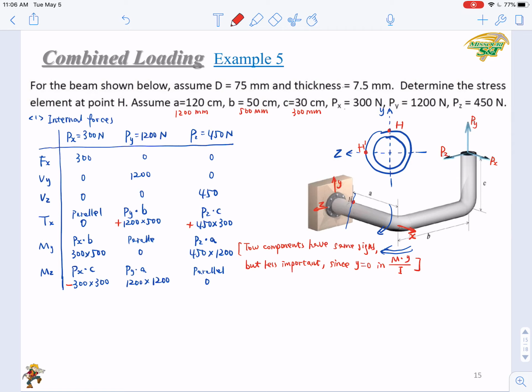How about Py times A? Py times A will tend to bend it upward to make it smile. So this will be a positive bending moment. So you will have opposite signs of these two components. You should know what to do when you combine them together to determine Mz. So we'll do this later.